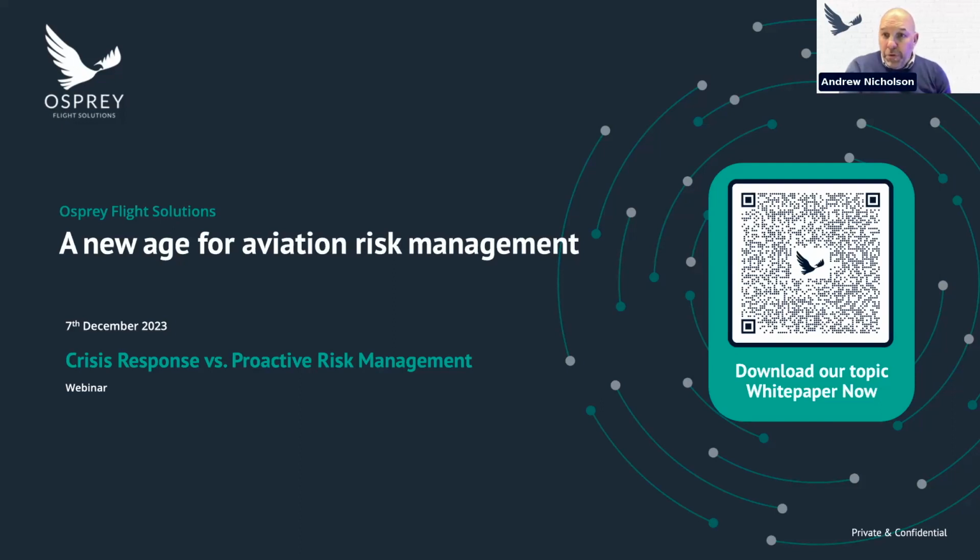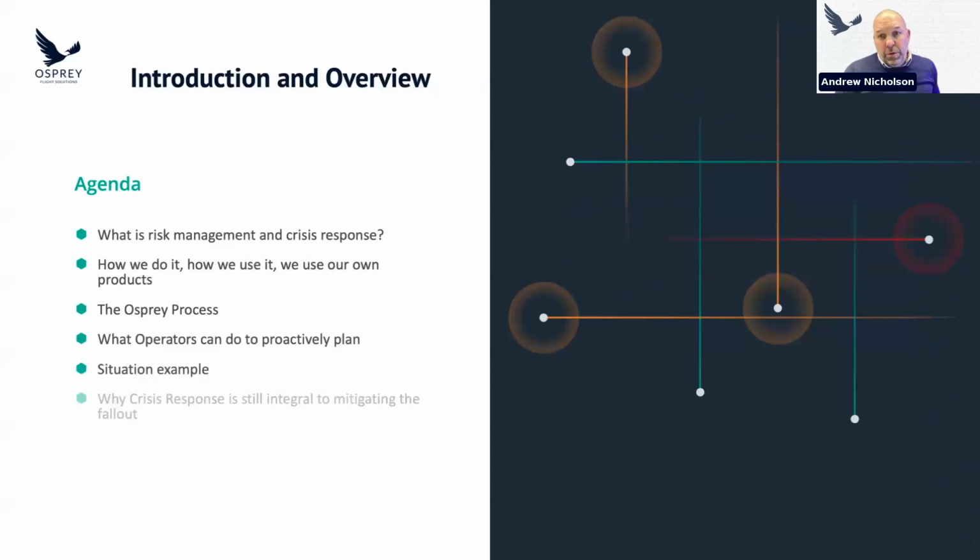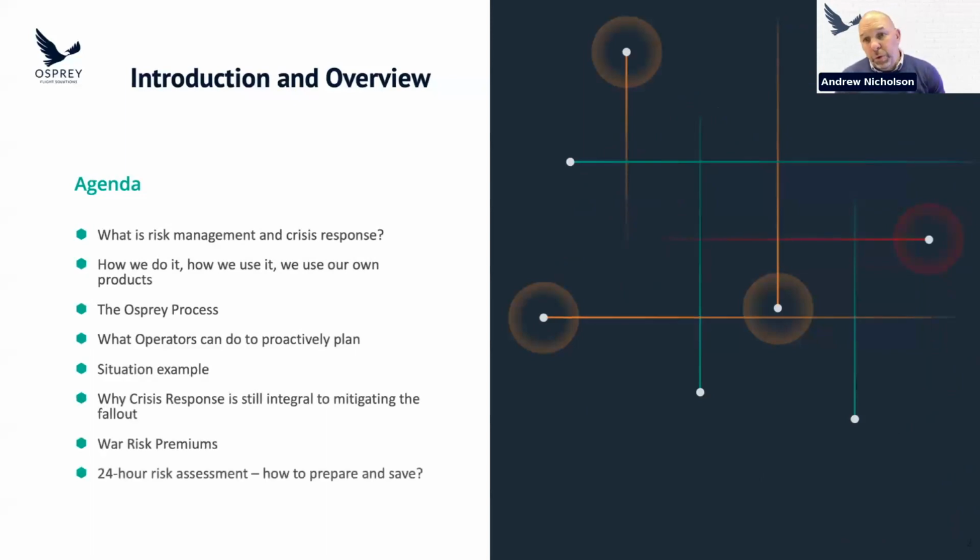So without further ado, I will delve into the topics that we're going to address this afternoon. First of all, of course, we're going to look at what is risk management and crisis response from our perspective. Of course, we'll be explaining our definitions and how we perceive both risk management and crisis response. We're going to look at how we do it, how we use our own products in both of those functions, and the process that we follow as an organization in terms of particularly risk management.